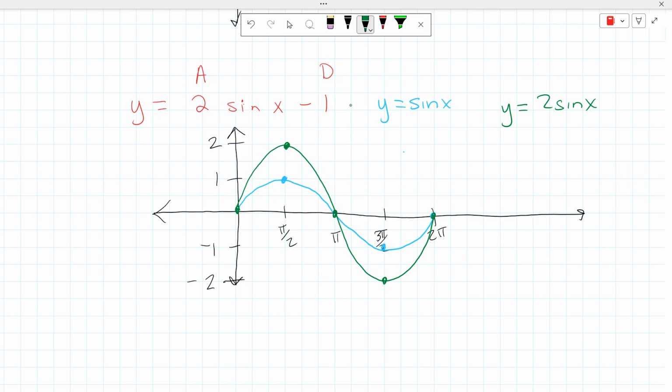Now I have to graph in red y equals 2 sine of x minus 1. So I take the green graph and I'm going to translate it. I'm not going to stretch it. I'm going to translate it. Every point goes down by 1, down by 1, down by 1, down by 1, down by 1. So now we're at -3. Ta-da.